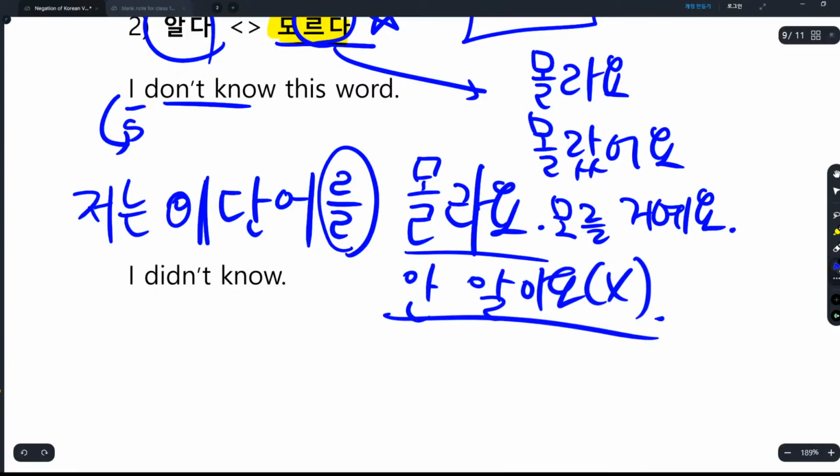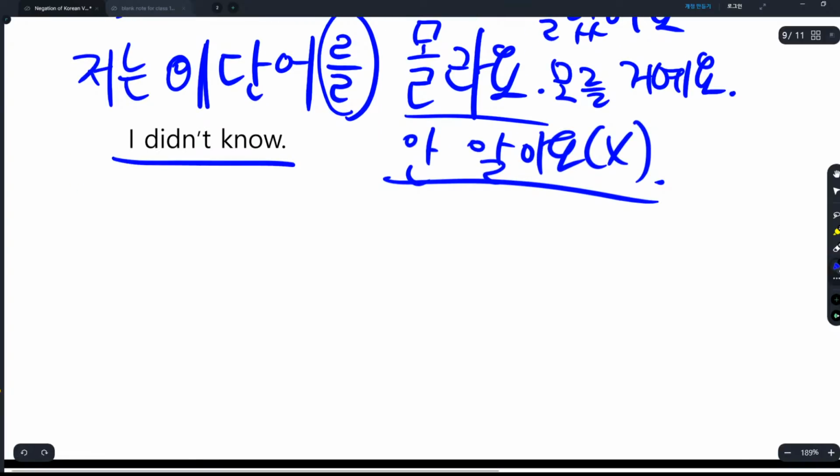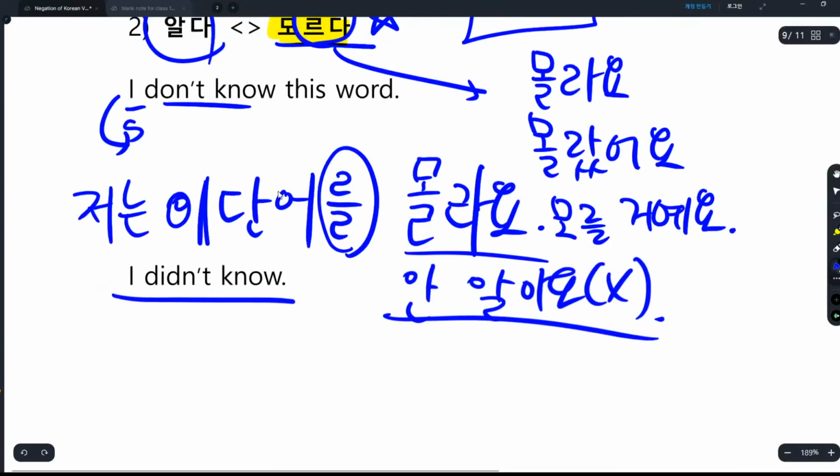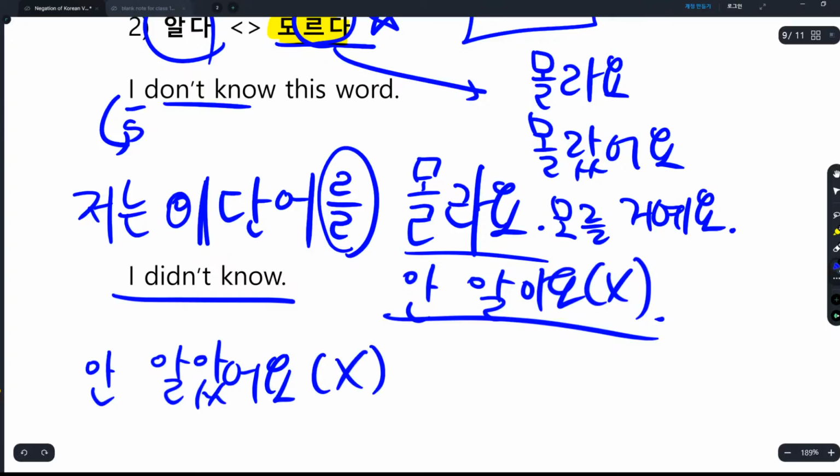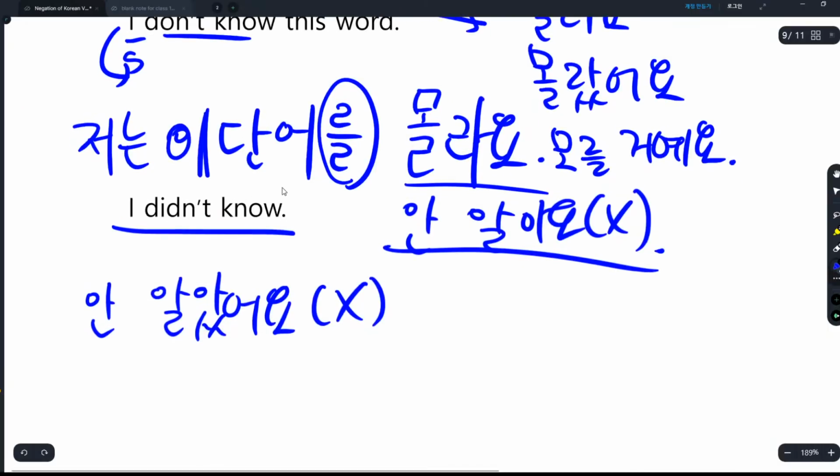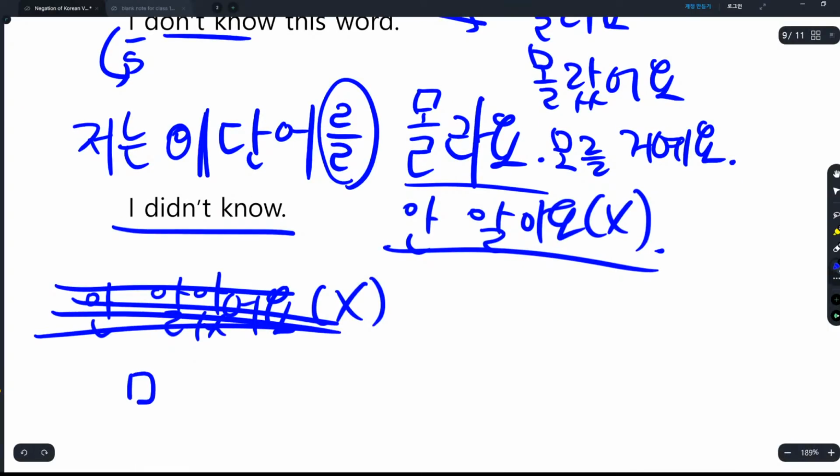It's 몰라요. And how about "I didn't know"? It wouldn't be 안 알았어요. This would sound very unnatural, and nobody would understand what you mean, actually. 안 알았어요. It's not clear what you're trying to say because we never really combine 안 with 알다. We say 몰랐어요.